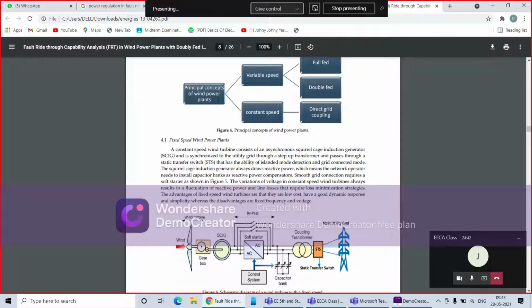It basically consists of an asynchronous squirrel cage induction generator. You all know that the induction machine is also called an asynchronous machine. So induction machine is a kind of asynchronous machine. Here, in the case of a fixed speed wind power plant, we are using an asynchronous squirrel cage induction generator. It is synchronized to the utility grid through a step-up transformer and passes through a static transfer switch that has the ability of islanding mode detection and grid connected mode.